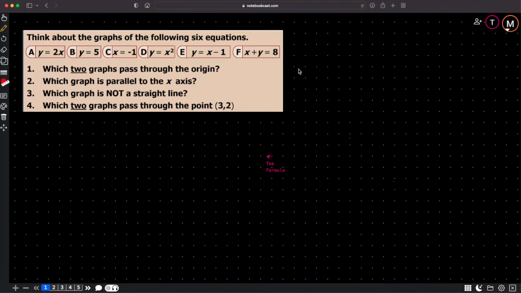Okay, so we have a question on the screen. It says, think about the graphs of the following 6 equations. y equals 2x, y equals 5, x equals negative 1, y equals x squared, y equals x take 1, and x plus y equals 8. Which 2 graphs pass through the origin? So let's tackle that one first, I guess.